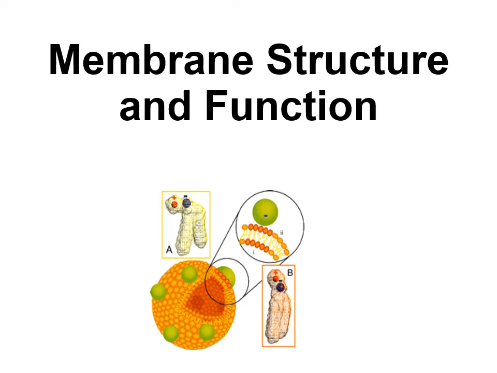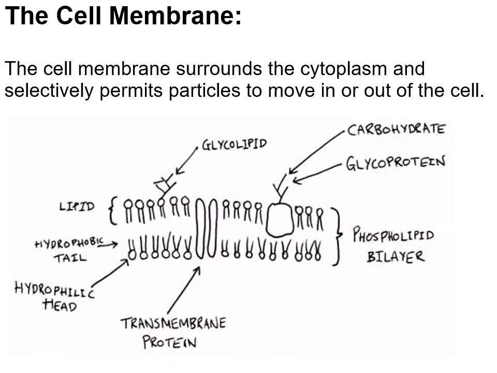All right, membrane structure and function. So the cell membrane, again, surrounds the cell. It's what defines the cell from the rest of the world, and so it is defining the boundary of the cell itself. And again, the stuff on the inside is called cytoplasm.